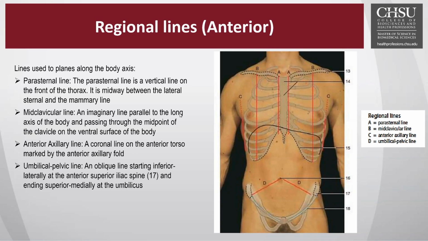Lastly, or not lastly, sorry, we've also got the anterior axillary line. So right on the anterior surface of the axilla, being the armpit region, and then there's also a posterior axillary line that we'll see on the other side as well. And the last one on the anterior would be the umbilical pelvic line. There's a plane that goes from the ilium bone right across the umbilicus, and that would be umbilical pelvic.